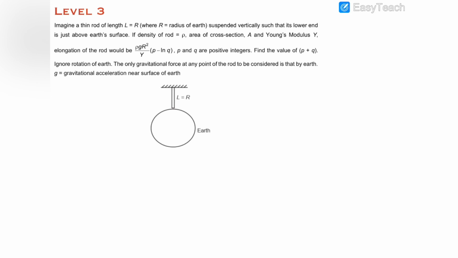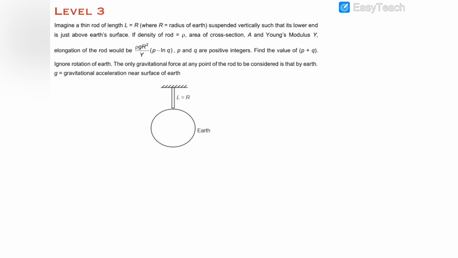In this question, you can see that there is a large rod whose length is equal to the radius of Earth, and hence it is hinged outside the Earth somewhere in universe. It is hinged in such a way that its lower end is touching the Earth's surface, and its density is rho, and its area of cross section is A, and Young's modulus is gamma. So we have to find out the extension in the rod due to the gravitational pull of Earth acting on the rod. And we have to assume in fact that the only gravitational force acting on the rod is due to Earth.